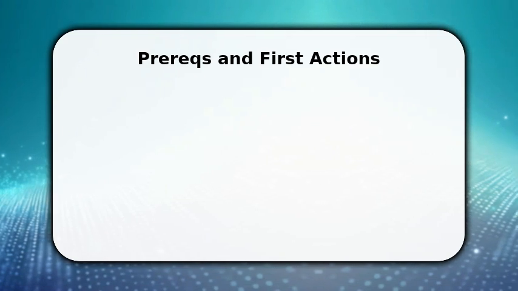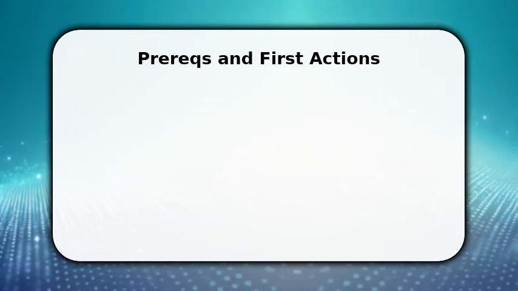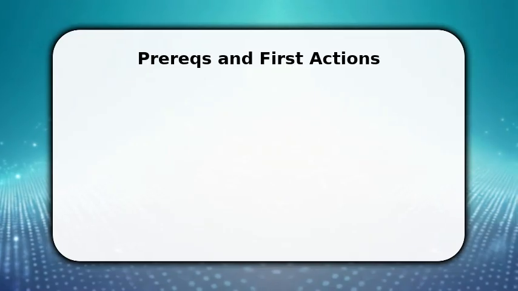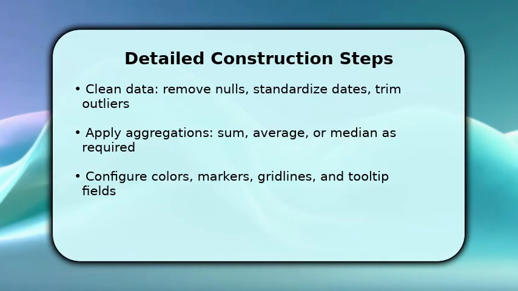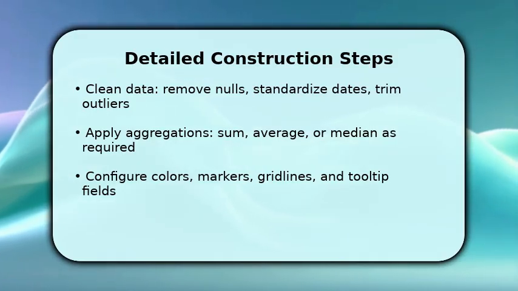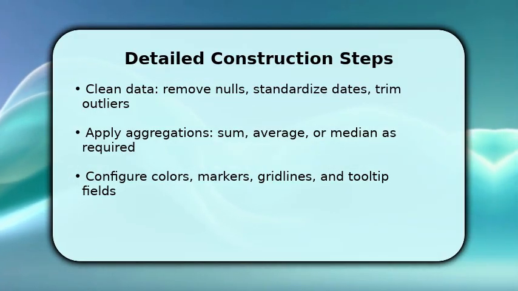With mapping in place, clean and transform the values. Fill blanks, parse dates, and optionally trim extreme outliers to avoid misleading scales. Next, choose aggregation, sum for totals, average for rates, so the chart reflects the right level of detail.